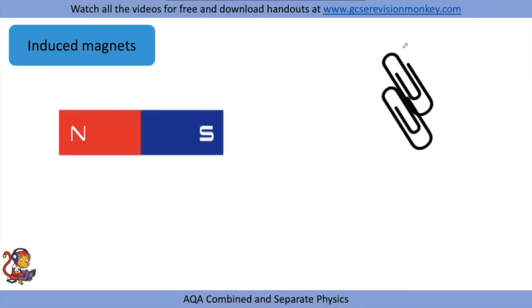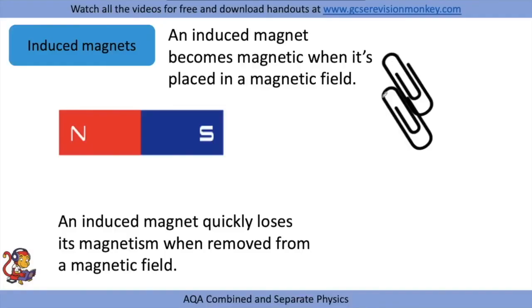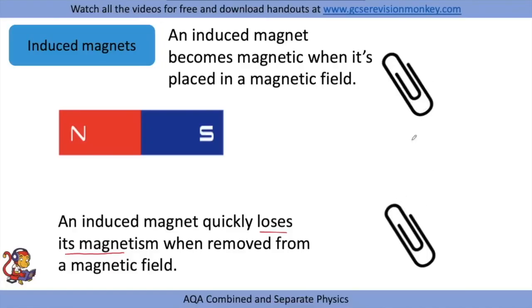So we would call this now an induced magnet. An induced magnet becomes magnetic when it's placed in a magnetic field. An induced magnet quickly loses its magnetism when removed from a magnetic field. So after a little while, the attraction here would go away because that paperclip wouldn't be magnetic anymore, and it would simply fall away again.